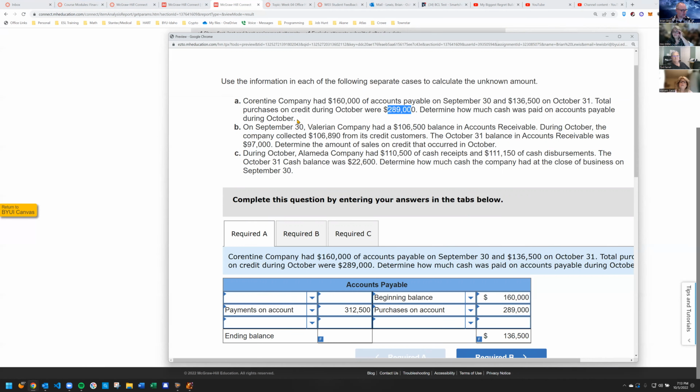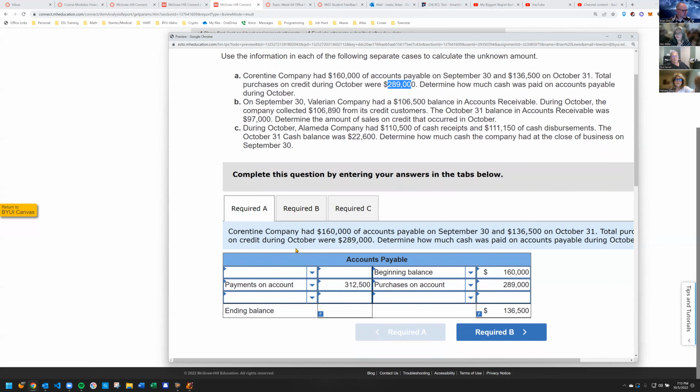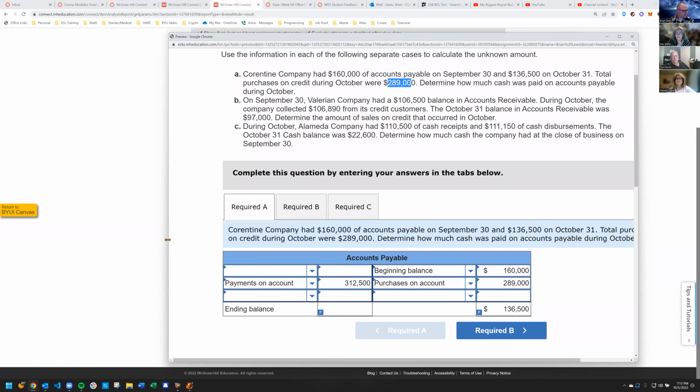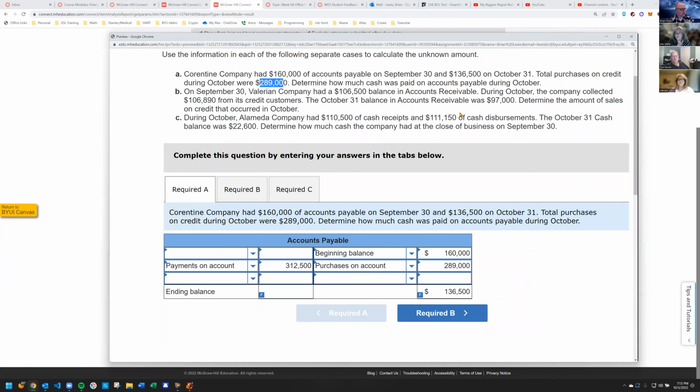Oh, that's a great one. Okay, that's A. B, on the 30th, they had whatever. So these are just changes in balances, and they're trying to get you to figure out which one. So on here, this is a nice little view of it. Let me make this a little bigger. There we go. Okay, so beginning balance was 160, right? Well, it says right here. So 160, beginning balance. So accounts payable is a liability.